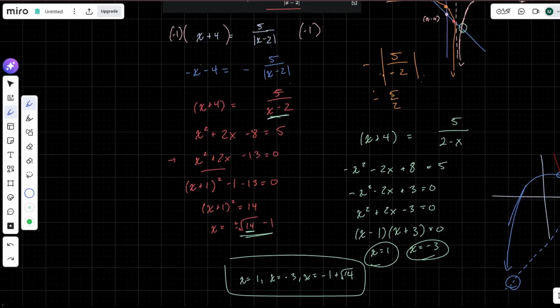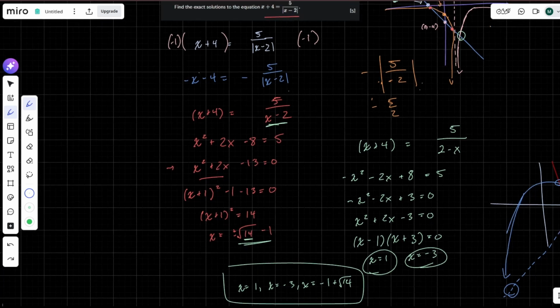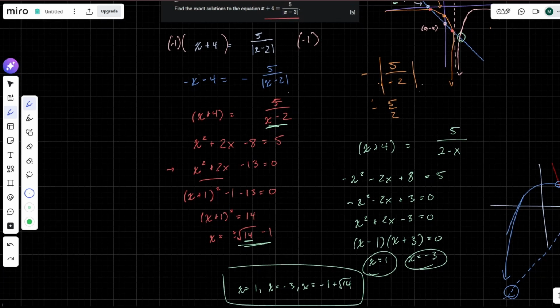It's a little bit weird, but if we're comfortable enough with the graph, this is probably why they're having us sketch it as well, just so we've got a visual that makes it clear which of these solutions we're going to get.